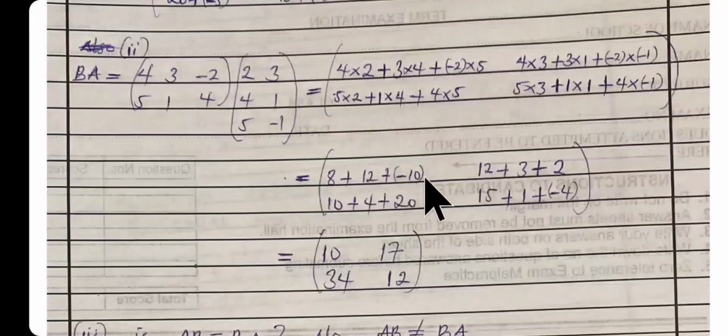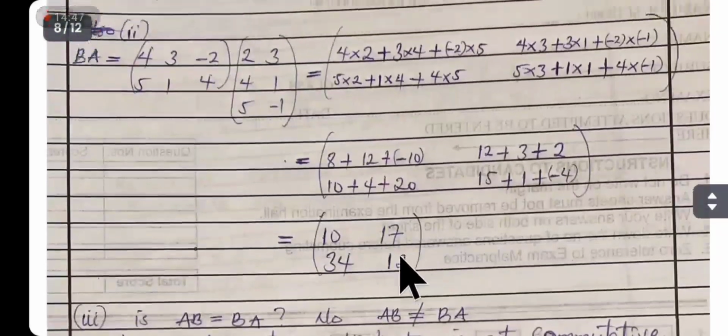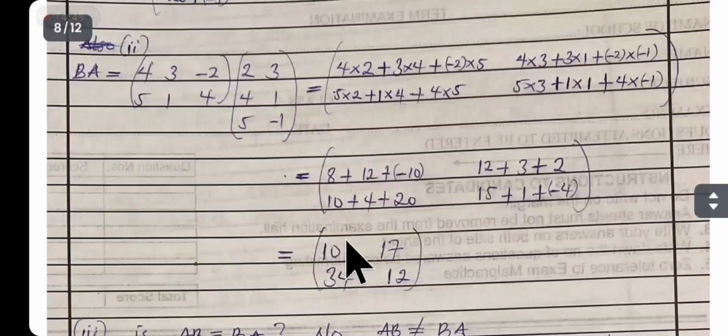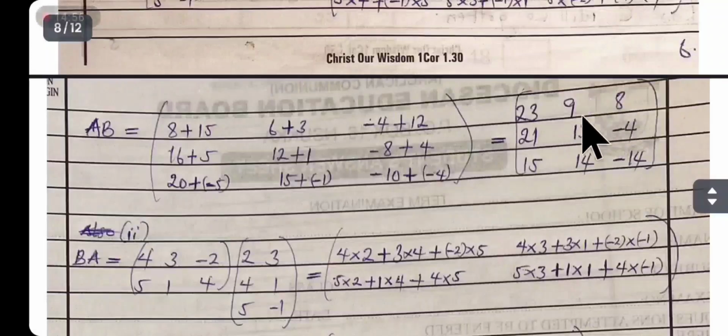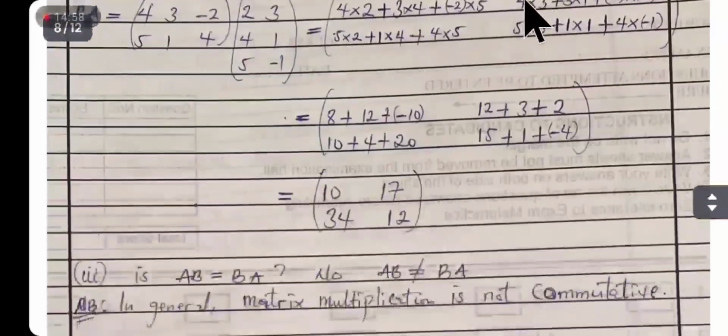So 8 plus 12 minus 10 will give us 10. Then 12 plus 3 plus 2 will give us 17. 10 plus 4 plus 20 will give us 34. 15 plus 1 plus minus 4 is going to give us 12. So you discover that the value we got for BA is 10, 17, 34, 12. But the value we got for AB is this. So they are not the same.